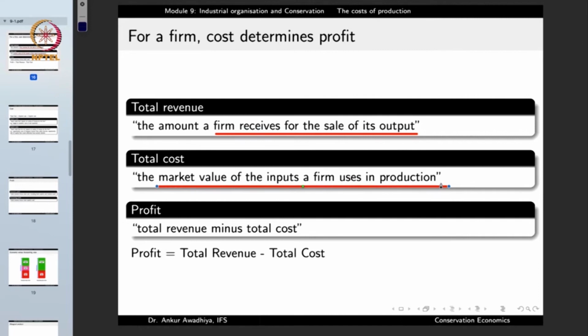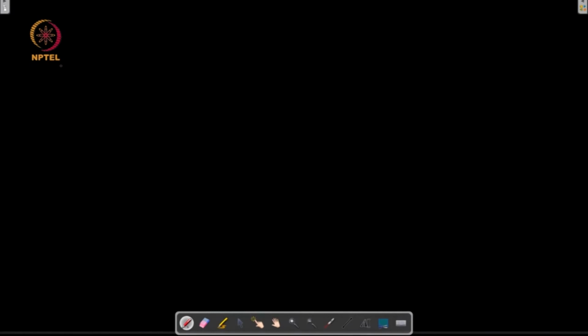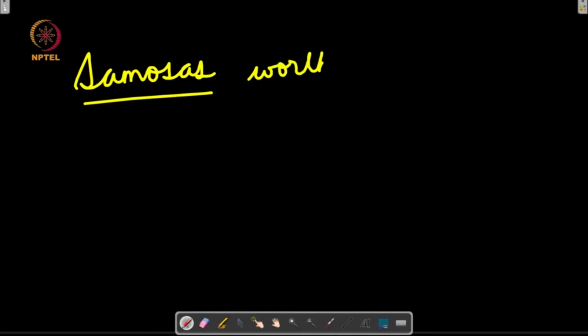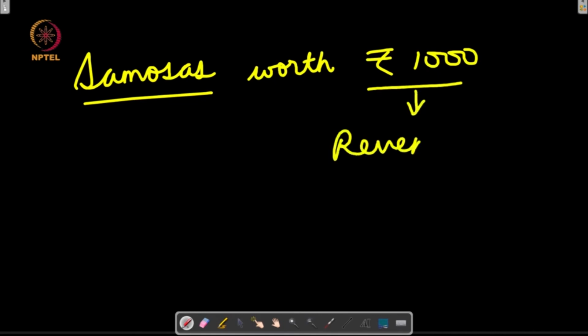To take an example, let us say that there is a firm that is manufacturing samosas. Now, suppose in a day the firm sells samosas worth rupees 1000. This sale has brought in a revenue to the firm which is rupees 1000. But this 1000 rupees is not the profit of the firm because there are several costs involved.